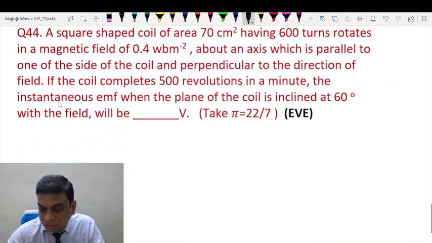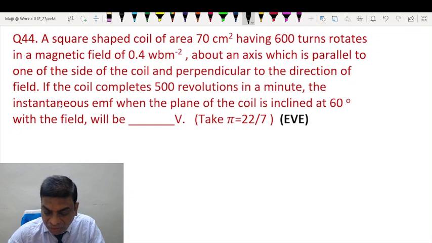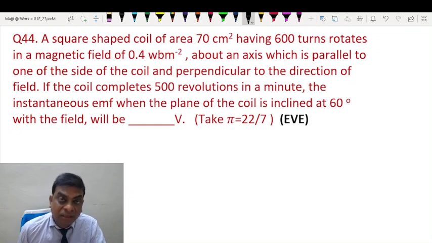Then coming to question 44. A square-shaped coil of area 70 cm square having 600 turns rotates in a magnetic field of 0.4 Weber per meter square about an axis which is parallel to one of the sides of the coil and perpendicular to the direction of field. If the coil completes 500 revolutions in a minute, find the instantaneous EMF when the plane of the coil is inclined at 60 degrees.